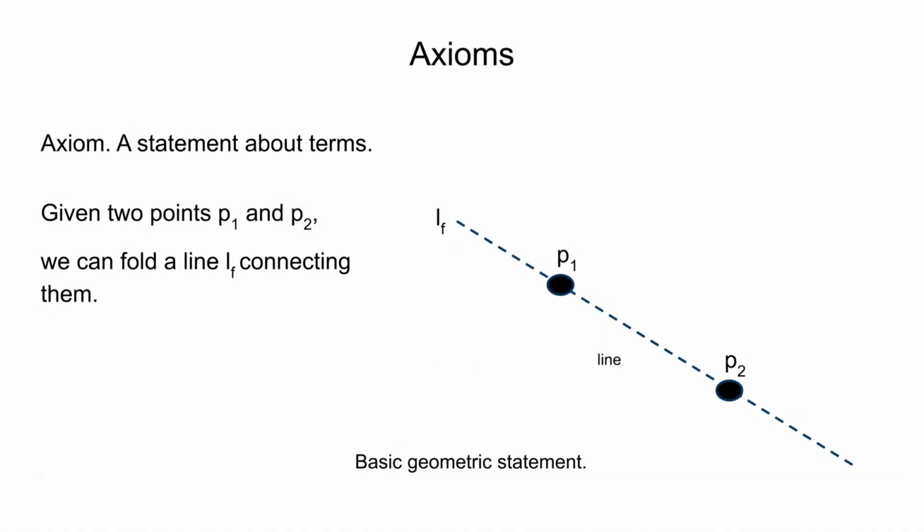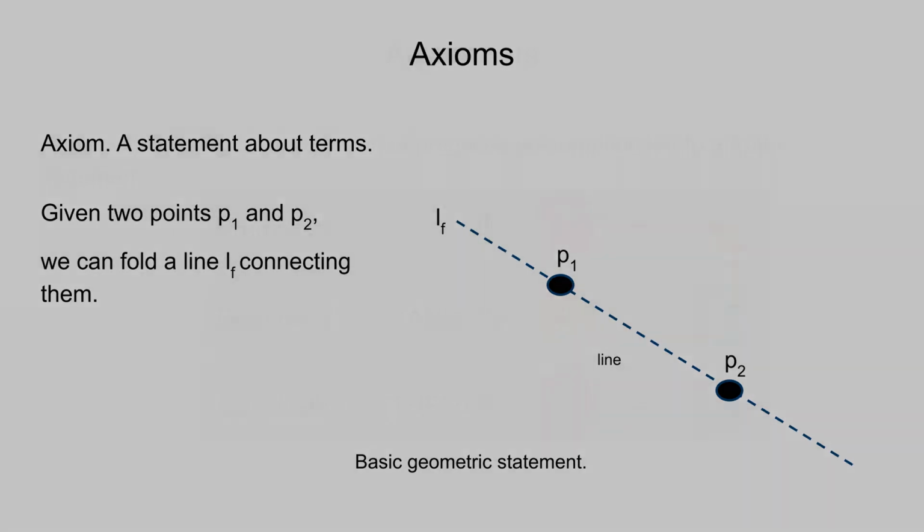The formation of all these shapes in the former slide is based on axioms. For each step we use a rule, an axiom, which is a statement about these terms. For example, given 2 points, P1 and P2, we can fold a line, L1, connecting them. This means we have two primitives, the points, and one statement. The connection between 2 points is called a line. This is a statement. In many aspects, this is nothing else than a definition.